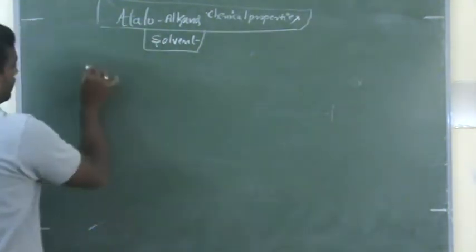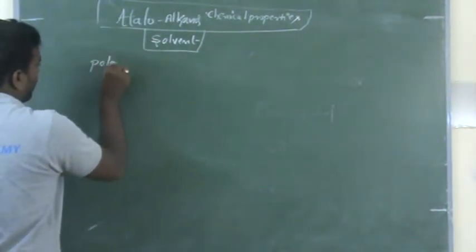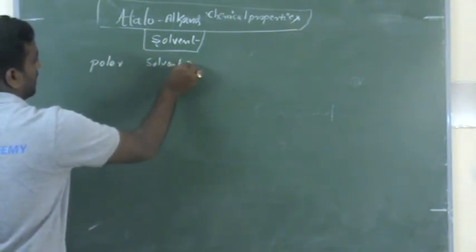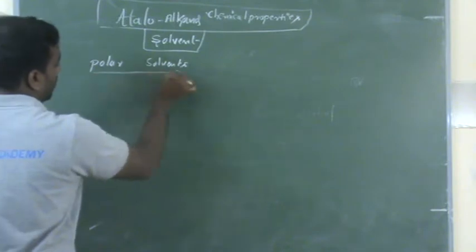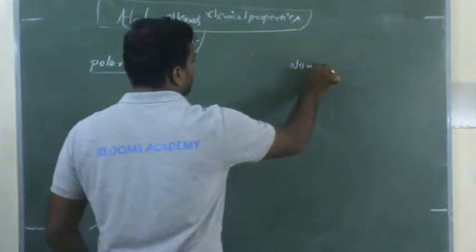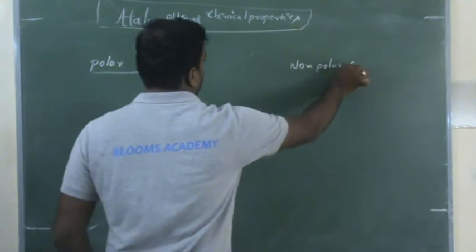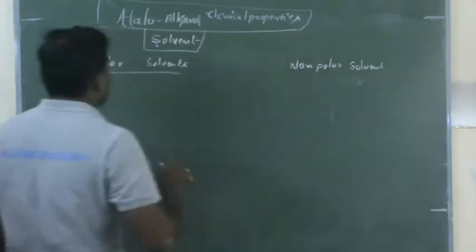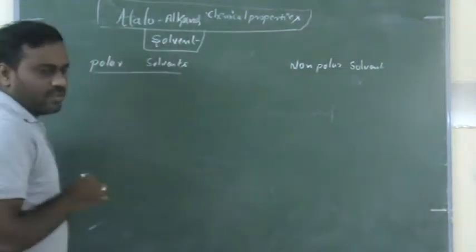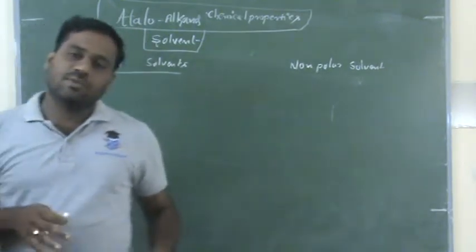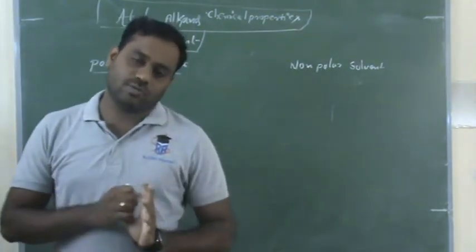Solvents are of two types: polar solvents and non-polar solvents. So what is the meaning of polar solvents? Polar solvents are nothing but those where there is a partial positive charge and a partial negative charge in the molecule.